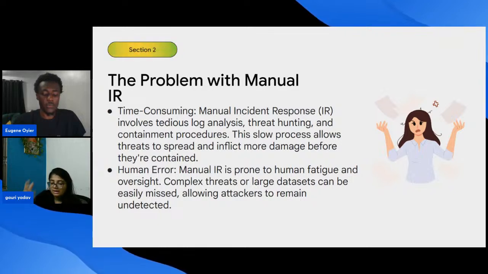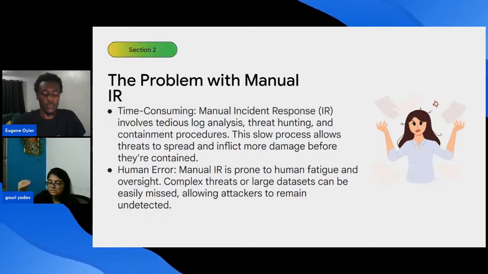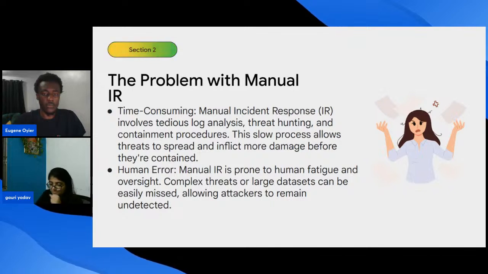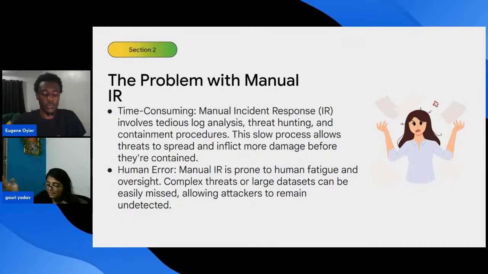Example, a retail company quickly contained a ransomware attack by isolating affected systems, preventing the spread to other parts of the network. Now let's have a look at the problem with manual IR. Why are we talking about automated IR, the same way we talked about automated security or automated AI? What were the actual challenges that we were facing?